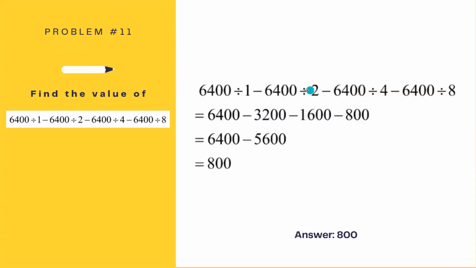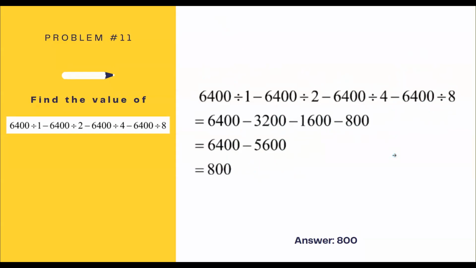For this one, if we simplify each term using MDAS, we have to evaluate first the division. So we have 6,400, we have 3,200, then 6,400 divided by 4 is equal to 1,600. Then 6,400 divided by 8 is equal to 800. If we evaluate this one, we have 6,400 minus 5,600. That's why we have a final answer of 800. I think most of you got it right. Do you have any question for this one? I think it's so easy for you.